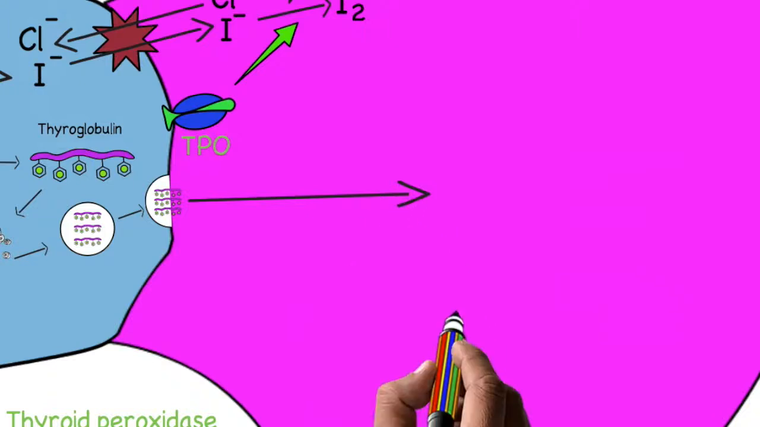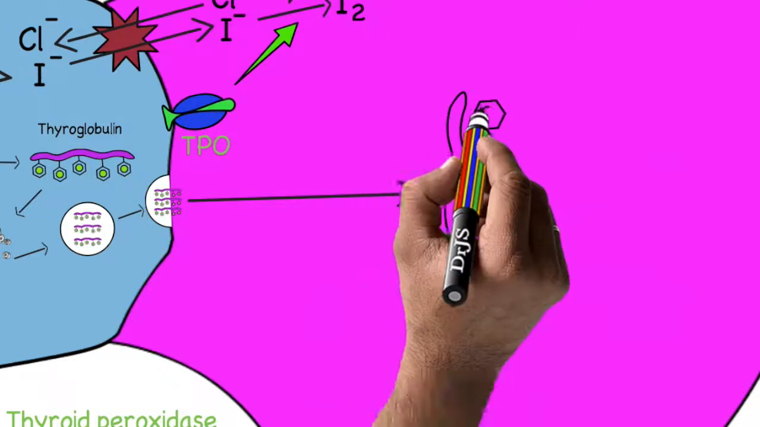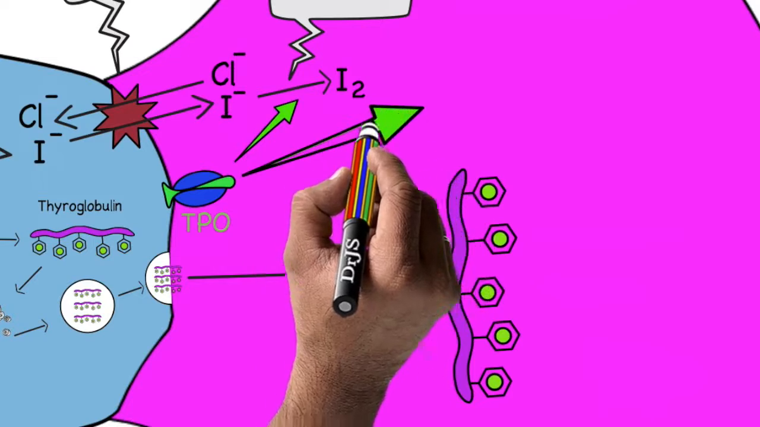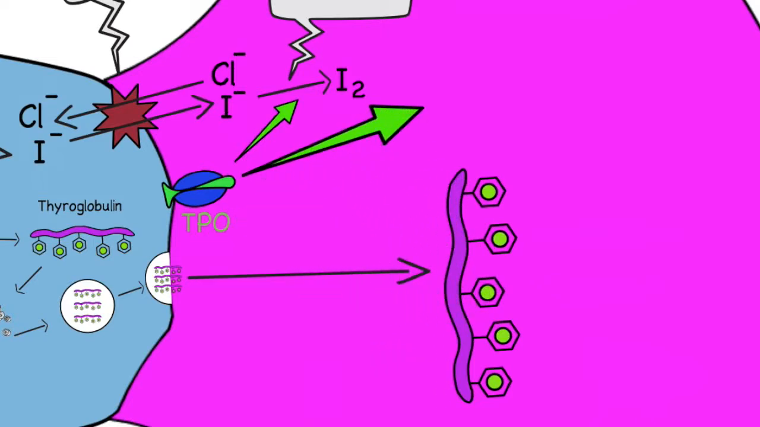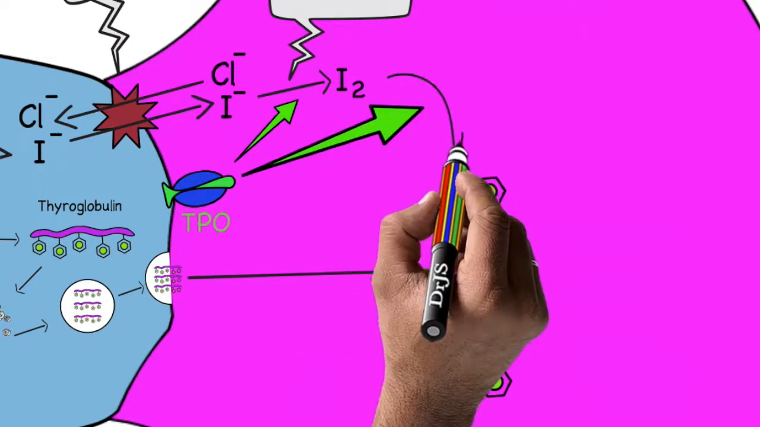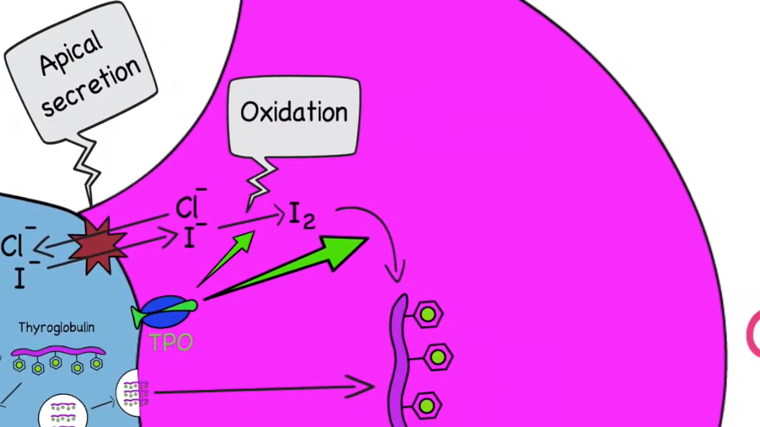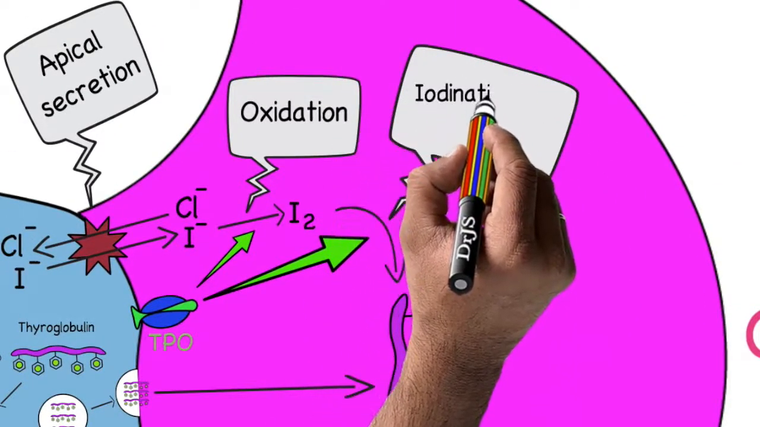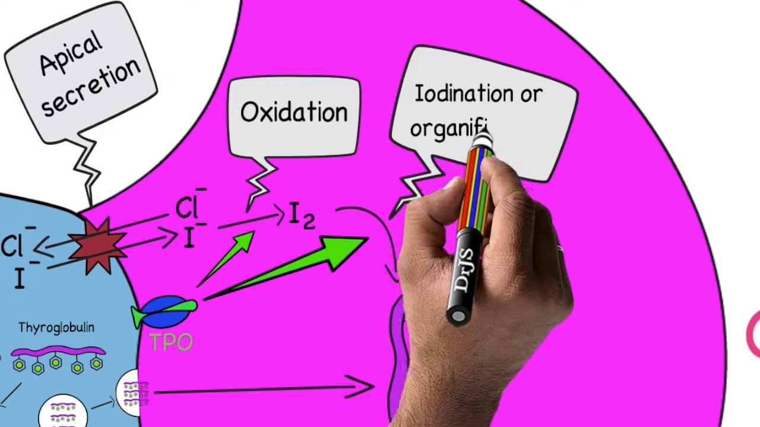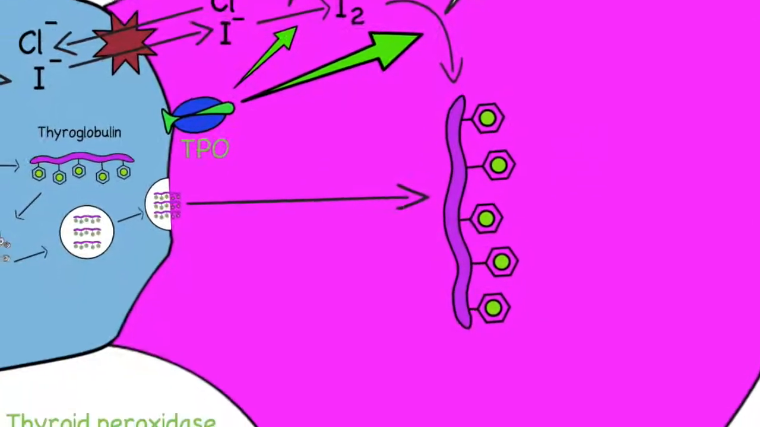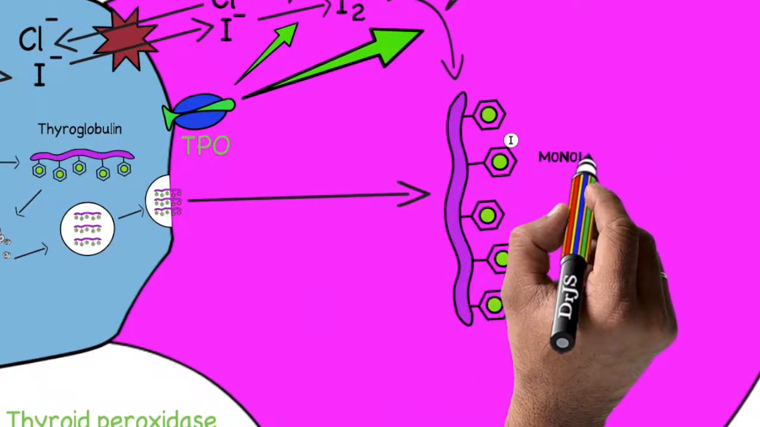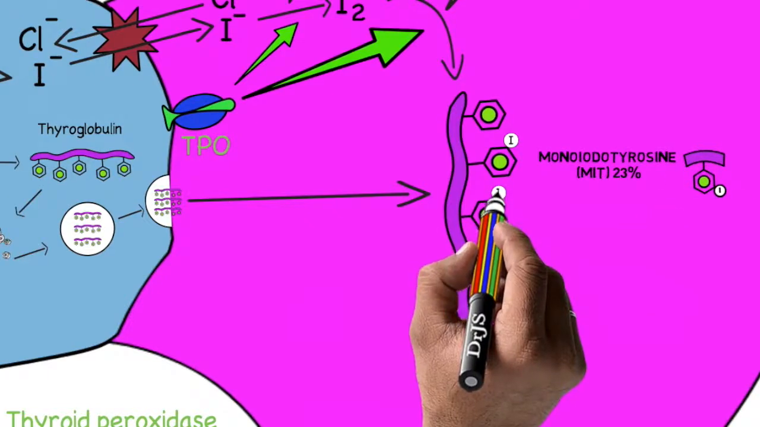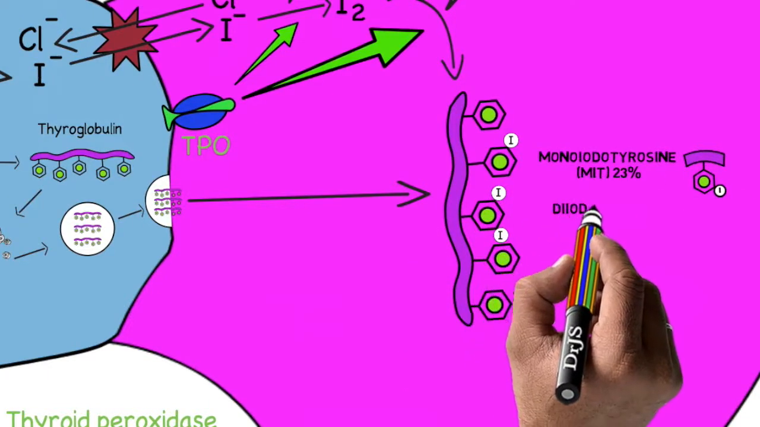As the thyroglobulin molecule is secreted through the apical cell membrane into the colloid, in presence of thyroid peroxidase, iodine binds with the tyrosine amino acids within the thyroglobulin molecule. This process is called iodination or organification. Tyrosine is first iodized to monoiodotyrosine 23% and then to diiodotyrosine 33%.